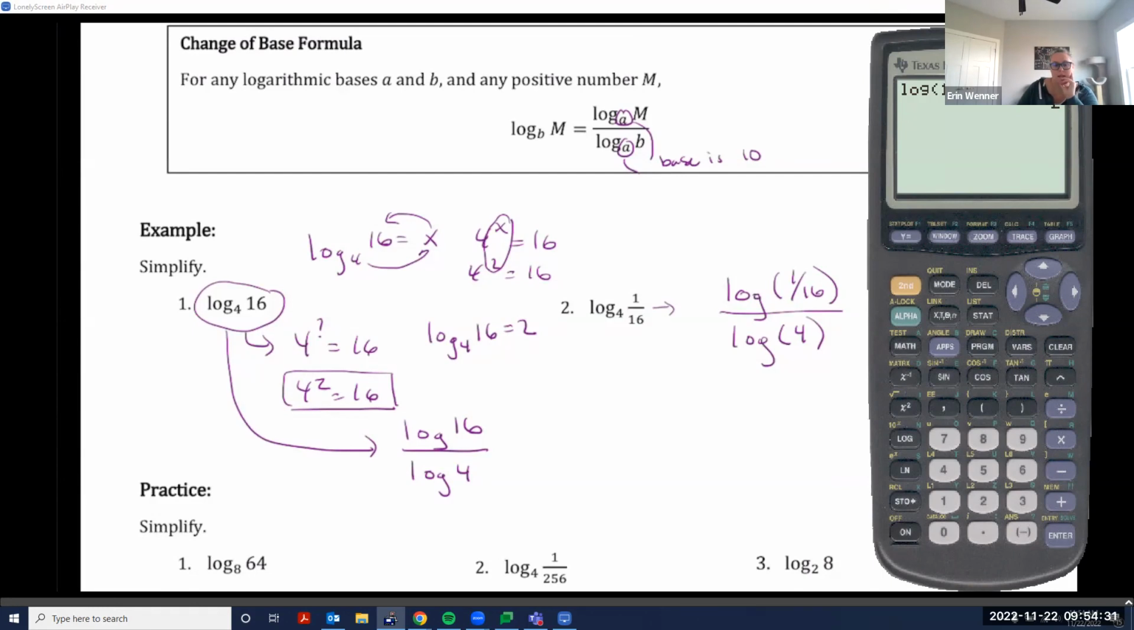I'm trying to find my division on my cap. Never mind, I got it. Okay.